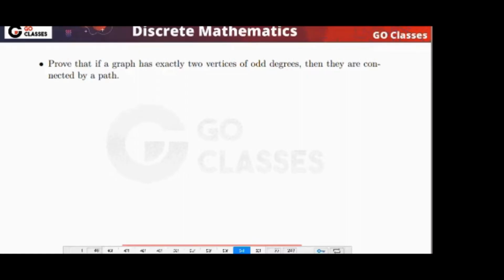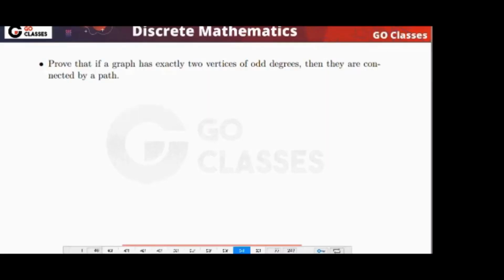Is this statement true? Let's frame this as a question. So tell me, is this statement true? If a graph has exactly two vertices of odd degree, then they are connected by a path. Why is this statement true?